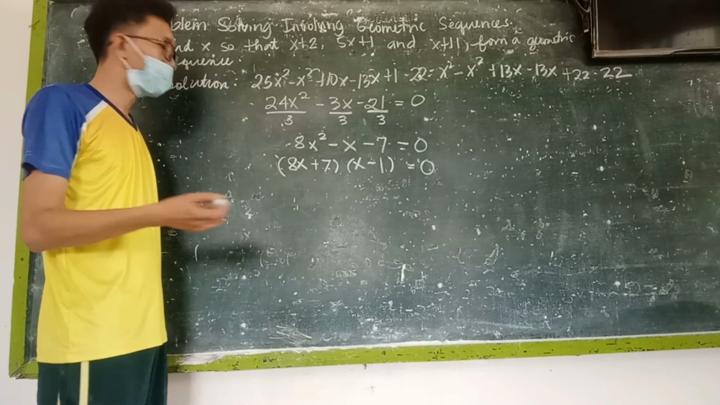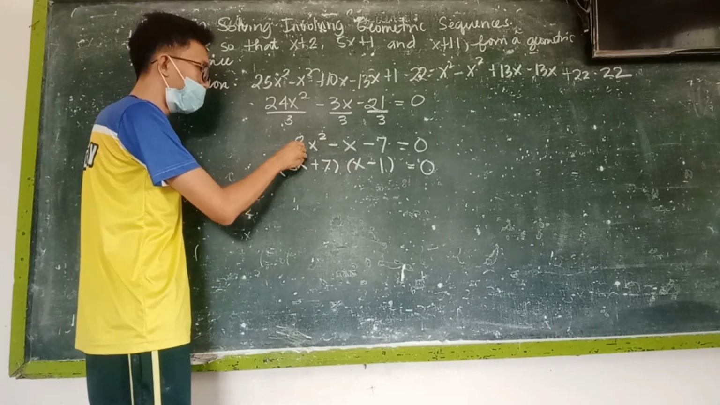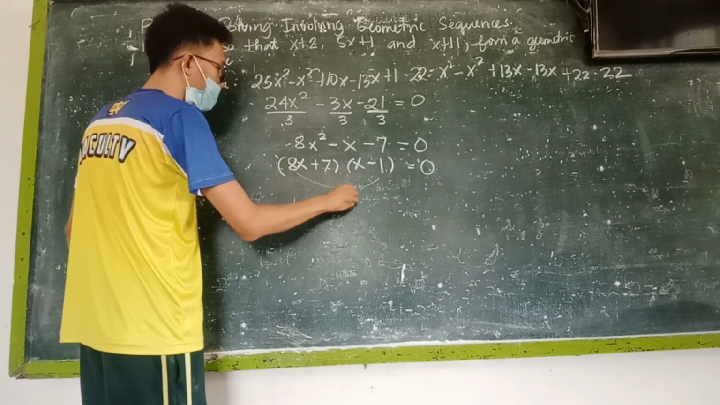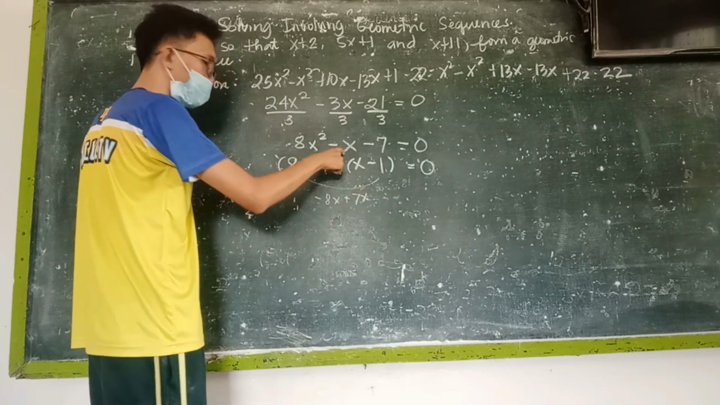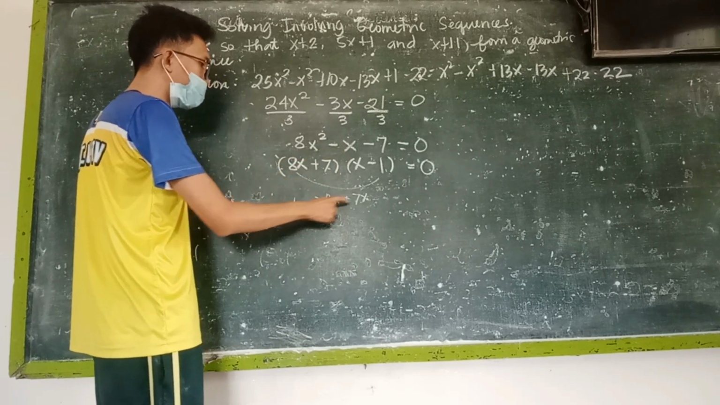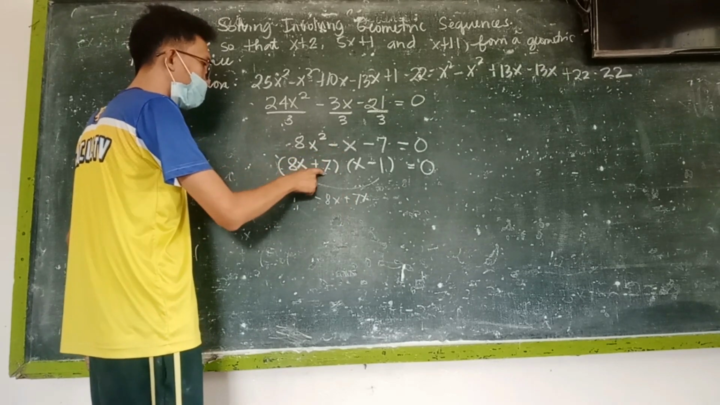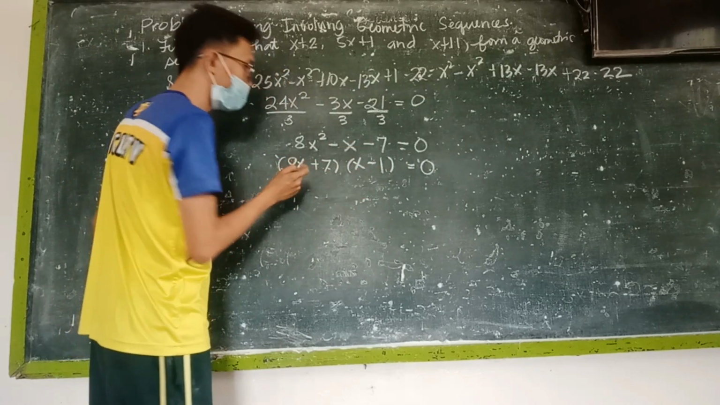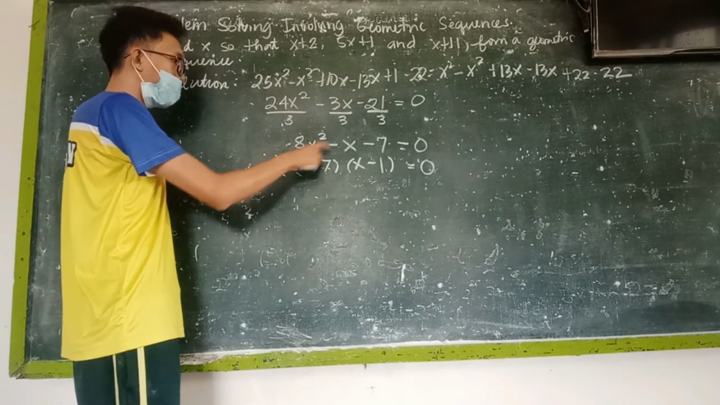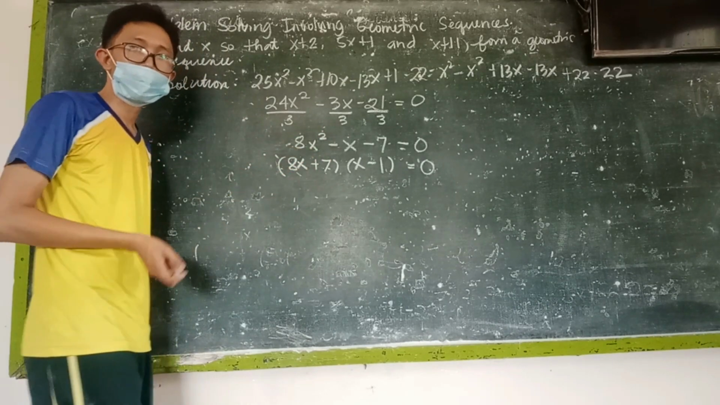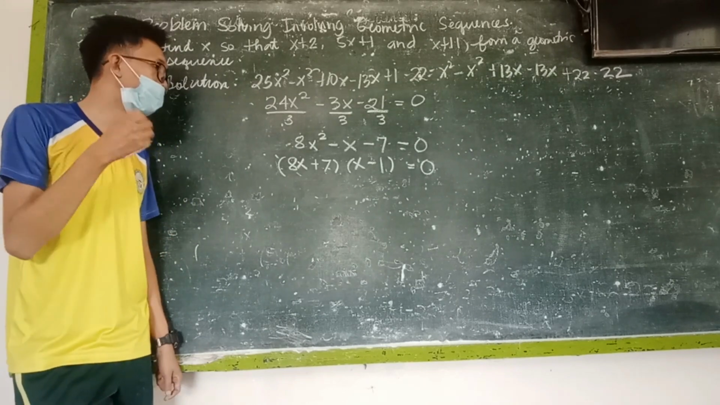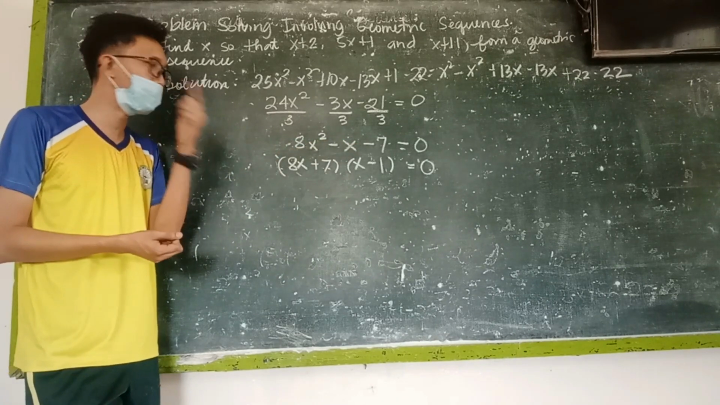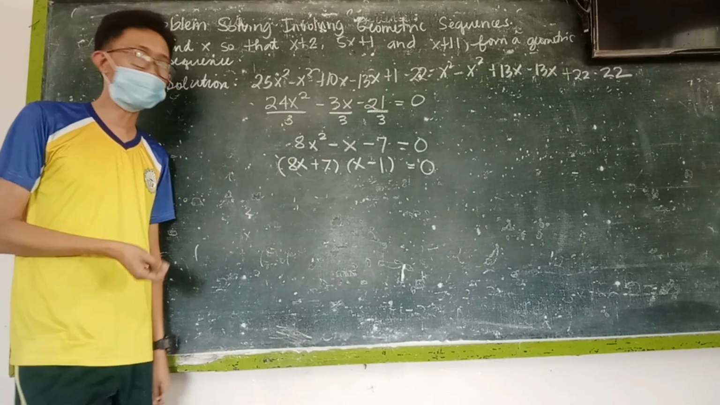Ita-try natin kapag factor siya, 8x times x is 8x squared. By outer, negative 8x plus 7x. So, negative 1, nakuha natin. Then, negative 8 plus 7 times negative 1 is negative 7. So, nakuha natin kaagad yung factor na 8x squared minus x minus 7. You can do trial and error para mas makuha talaga yung factors ng 8x squared minus x minus 7. Pero in this case, nakuha natin siya in one try.